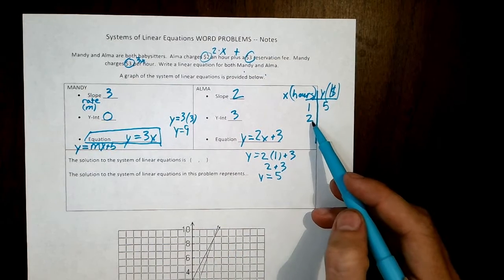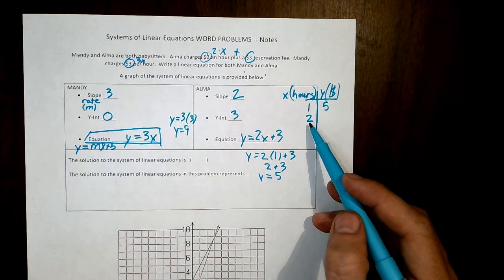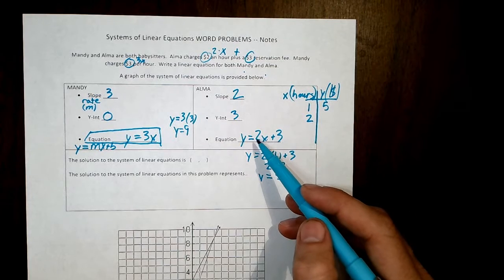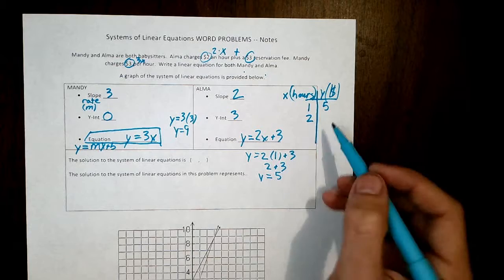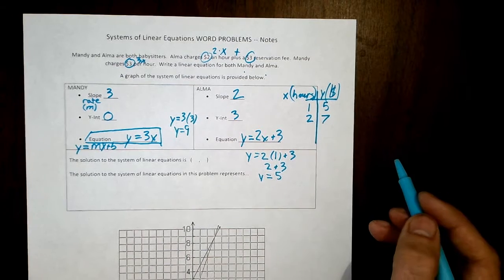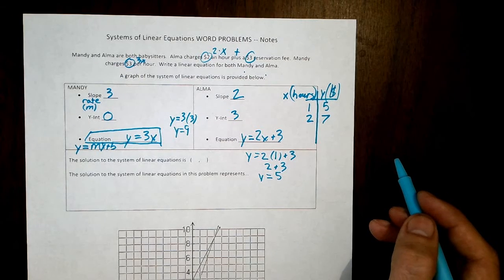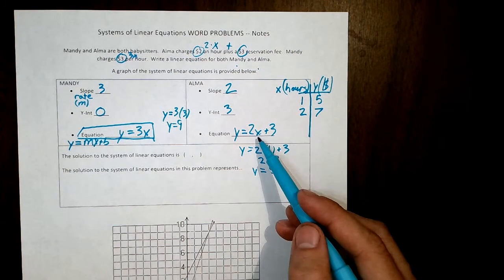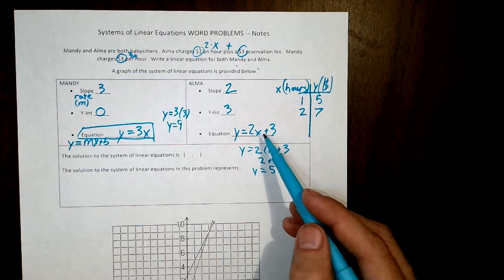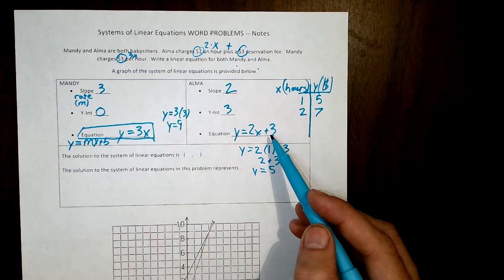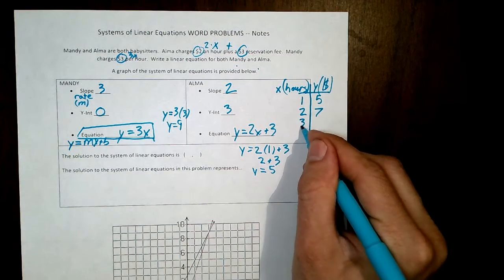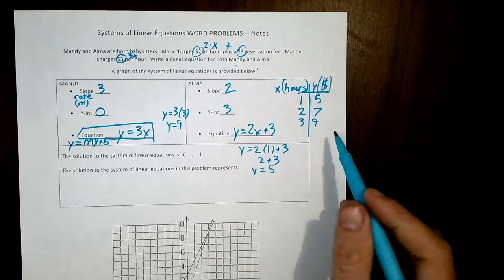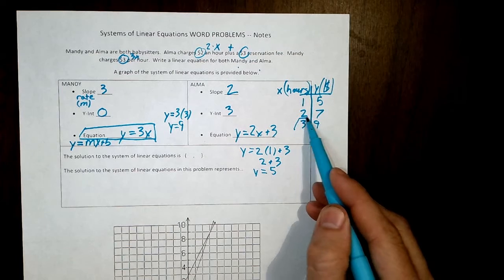If I plugged in a 2, like if I said 2 hours, how much does she get paid? Well, 2 times 2 is 4. 4 plus 3 is 7. And I could keep going. We're going to do one more. What is 2 times 3? 6. Okay, so 6. What is 6 plus 3? 9. Okay, I'm going to stop there because this is an important value right here.